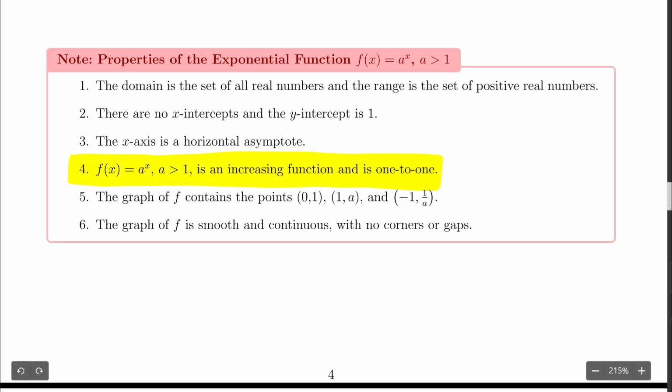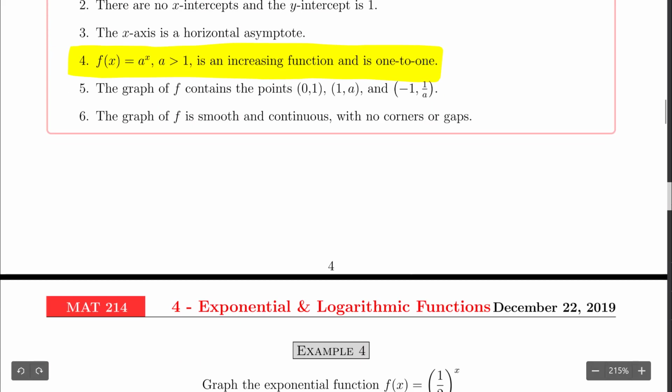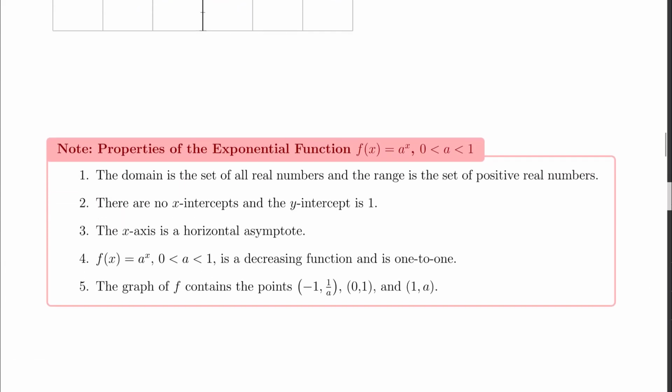is right here with number 4. If a is greater than 1, so that's our base value, so in this first graph the base was 2, it is an increasing function. If that base is less than 1, if it's between 0 and 1, then it's going to be a decreasing function. And that's what we note here in this second example, right here with note number 4. When the base is between 0 and 1, it's a decreasing function. It represents exponential decay. Anytime that a is greater than 1, we have exponential growth.